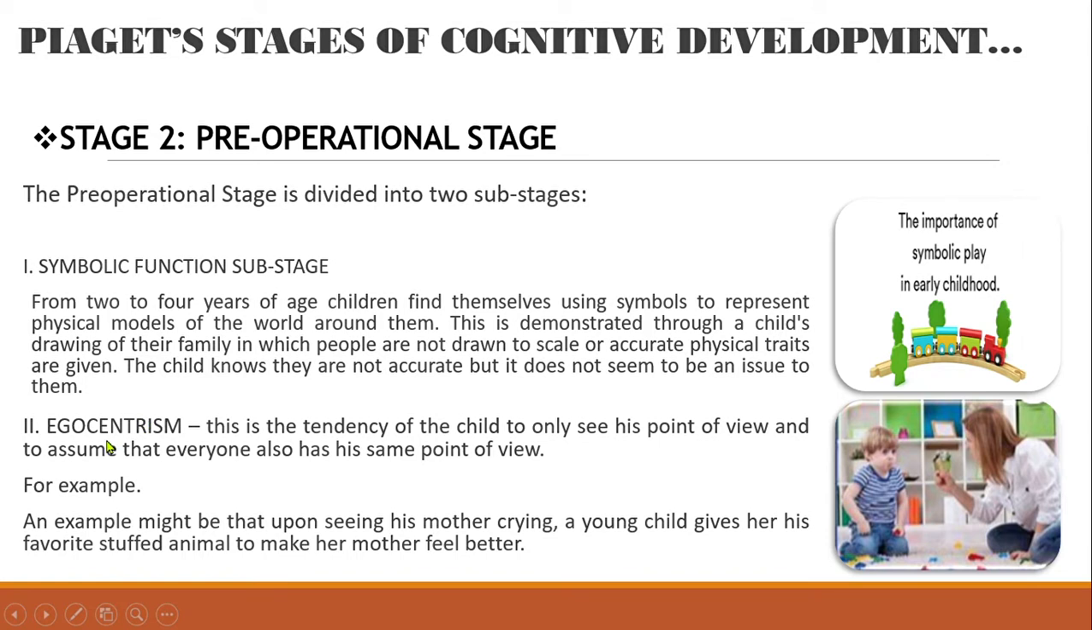Second, egocentrism. This is the tendency of the child to only see his point of view, and to assume that everyone also has his same point of view. Ito pala yung naiintindihan nila. For example, upon seeing his mother crying, a child gives his or her favorite stuffed animal to make his mother feel better.